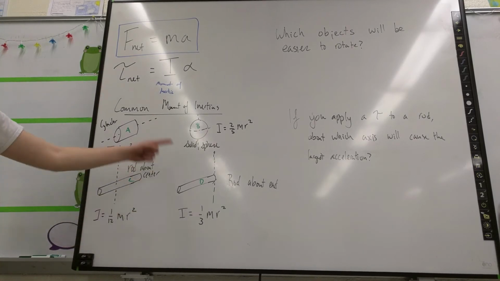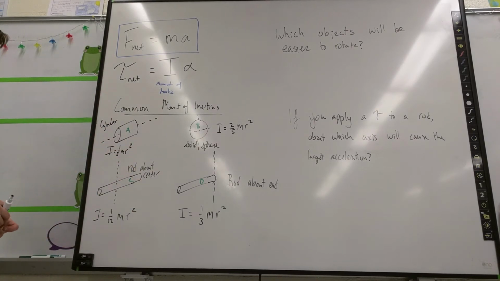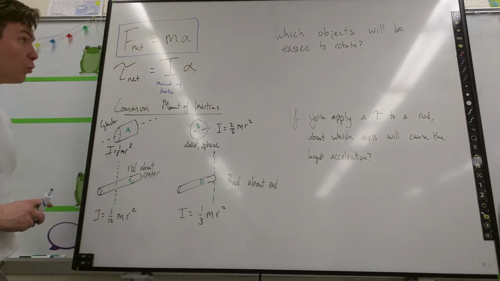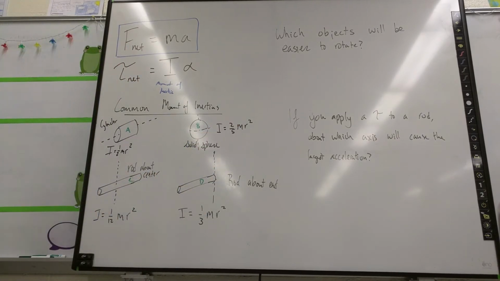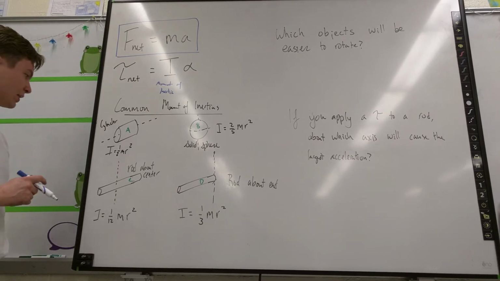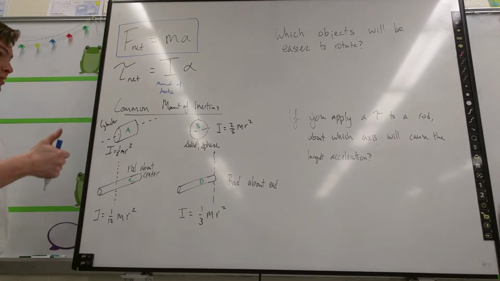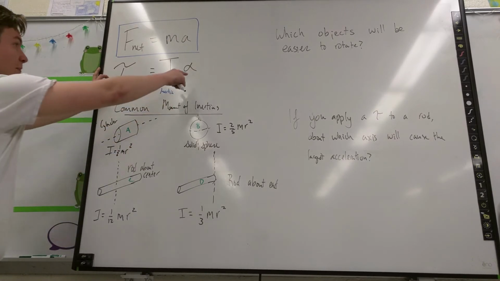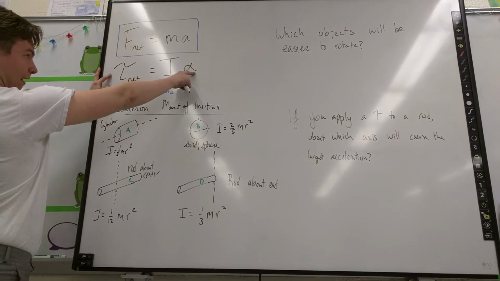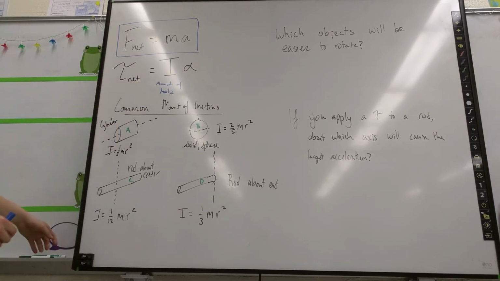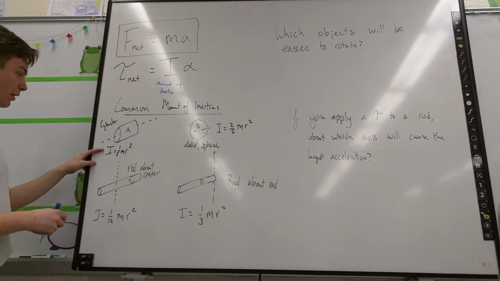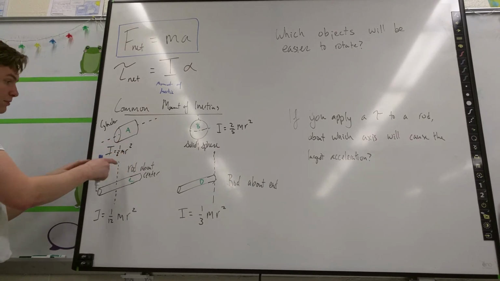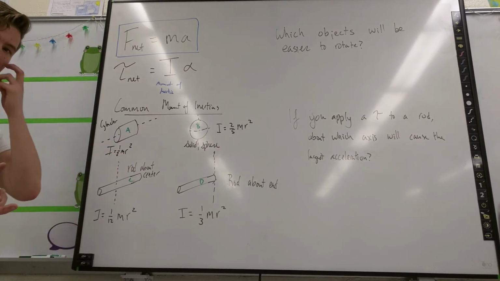So here I have 4 different common moments of inertia, and I asked which object will be easier to rotate. Well, if an object has a greater moment of inertia, that means that with the same torque, there's going to be a lower angular acceleration. So the largest I would be here. Remember, this is the analogy to mass. So something with a larger mass would be harder to accelerate.